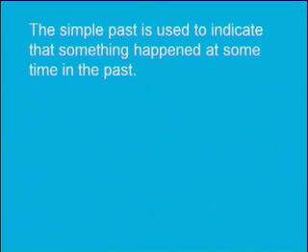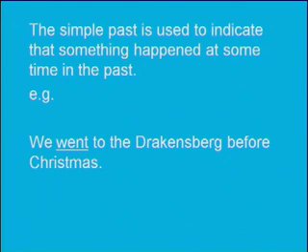The simple past tense is used to indicate that something happened at some time in the past. Examples? We went to the Drakensberg before Christmas. It's happened in the past, it's finished, it's over. It rained last night. Again, it happened in the past, it's finished, it's over.